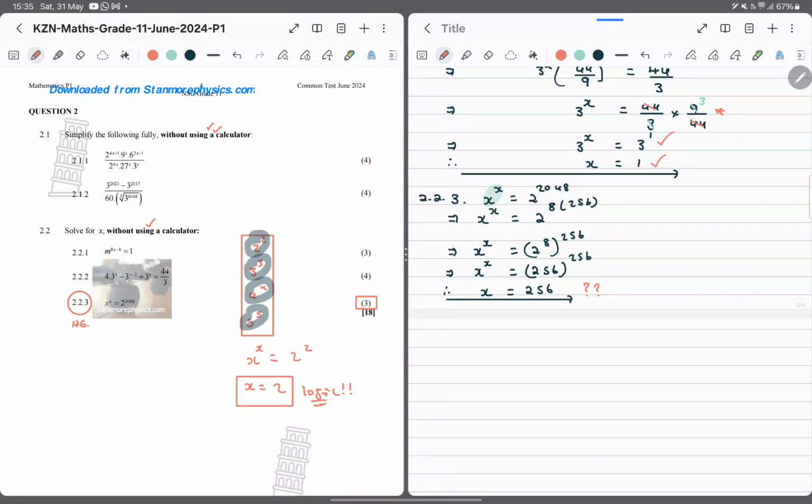Because I sometimes don't even trust the memos. You can check the memo as well, but sometimes these memos from provinces are wrong. So check with your teachers or subject advisors, whatever, in your school. Some of you guys have what we call Chat GPT. Maybe this is where you would want to check it.